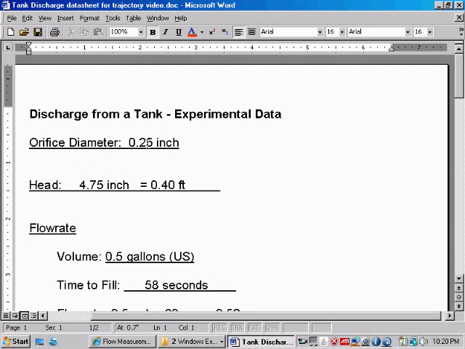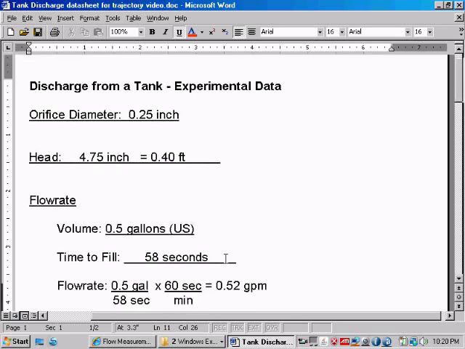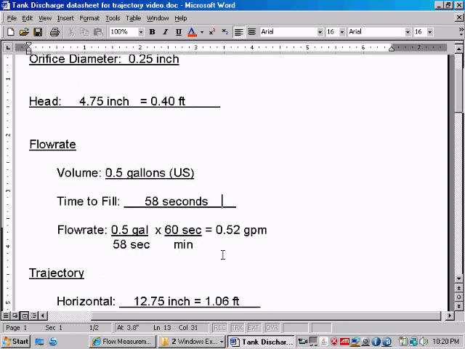Our orifice diameter is 0.25 inches. Our head is 4.75 inches. This is what was measured in the experiment, which is 0.40 feet. And there's our flow rate, which was 0.5 gallons in our container, and it took 58 seconds to fill that. So the flow rate was 0.52 gallons per minute.